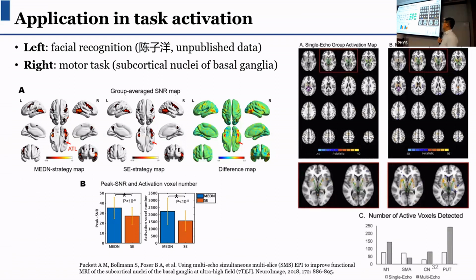The right example is from the literature by Puckett in 2018. They were doing a motor task, and they were interested in the basal ganglia area. I think this is the single echo activation map, and this is the multi-echo activation map. You can visualize the difference between them. For quantitative comparison, the gray one is the multi-echo and the white one is the single echo. You can see the difference very easily. So these are two examples on task activation fMRI.